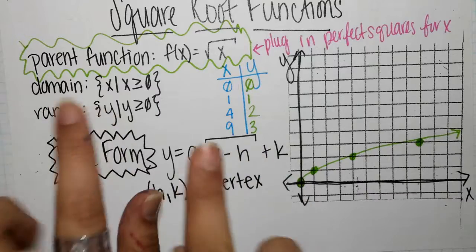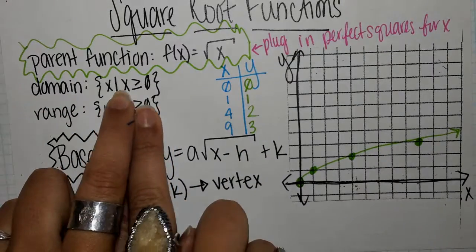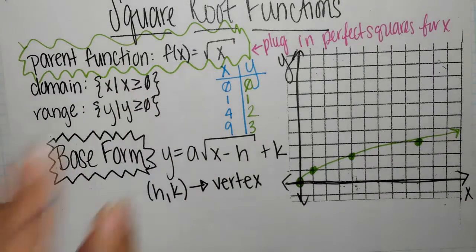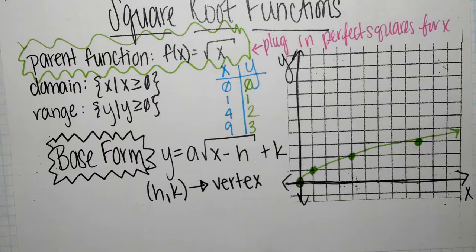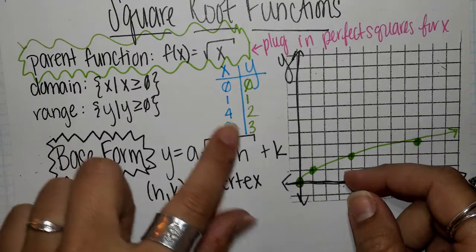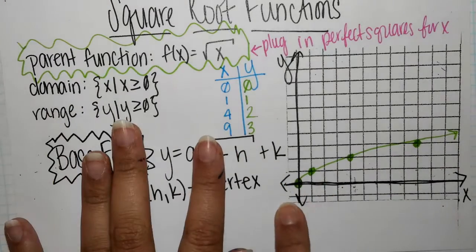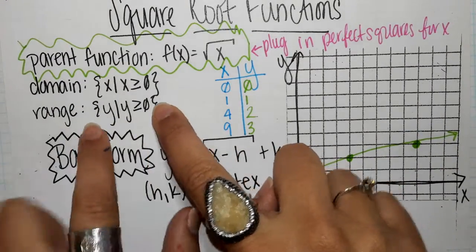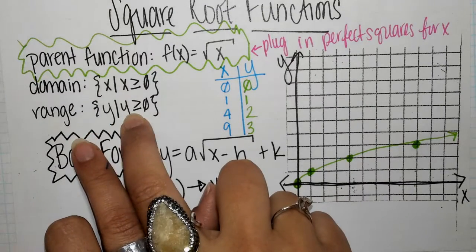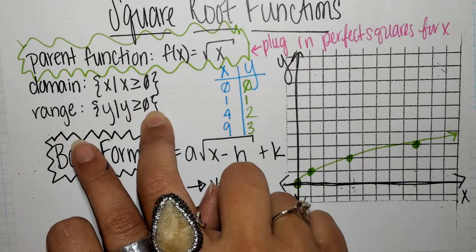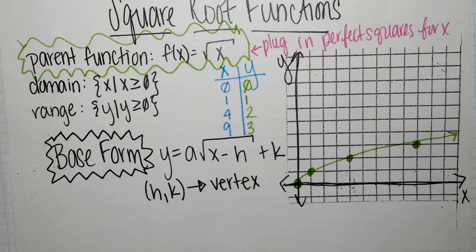So now our domain is x when x is greater than or equal to 0. So we have any x value as long as it's greater than or equal to 0. And that's what we plugged in, right? Now our y value, our output, it went up. So our y value is also y when y is greater than or equal to 0. And that's it.